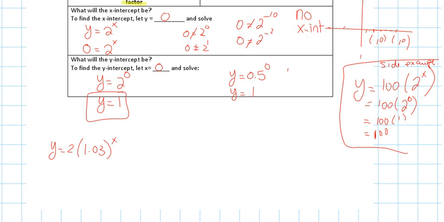Now, how about your initial value? What's your initial value here? 2. So that's my initial value. And what is your growth factor? 1.03. Okay? Are we good? All right, let's look at another example.